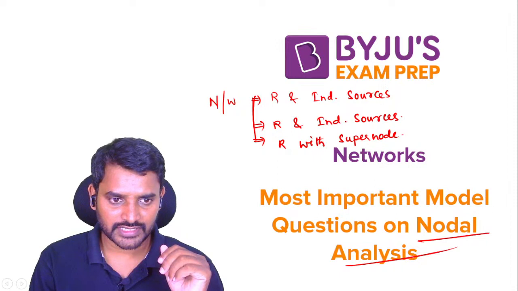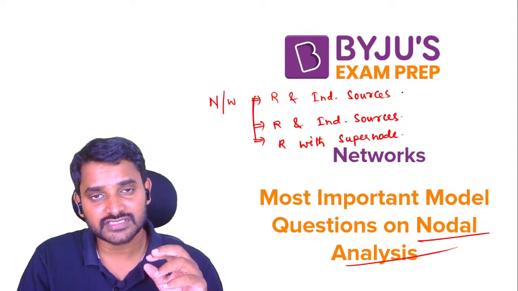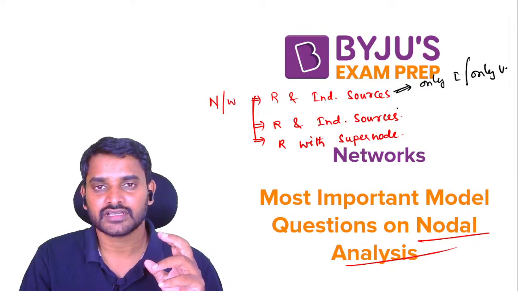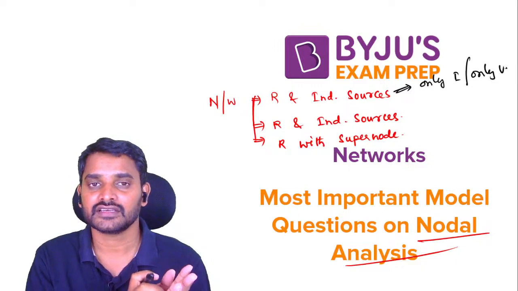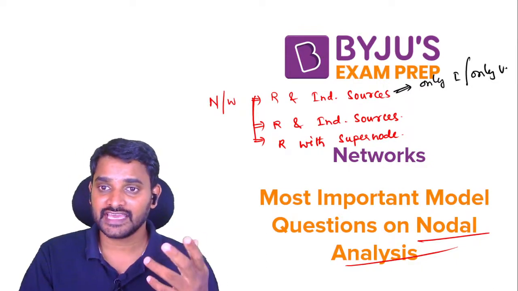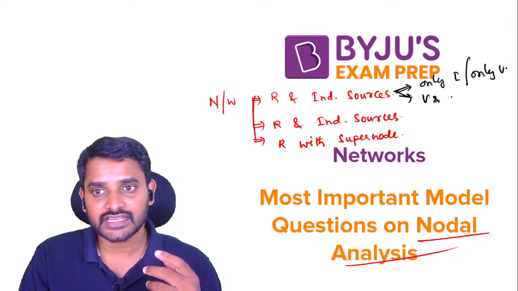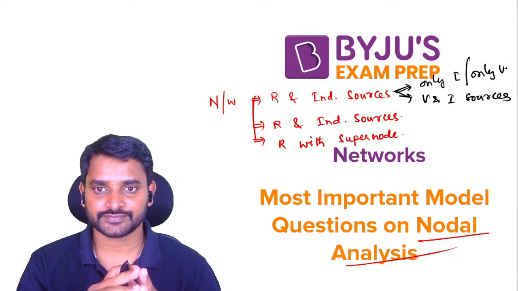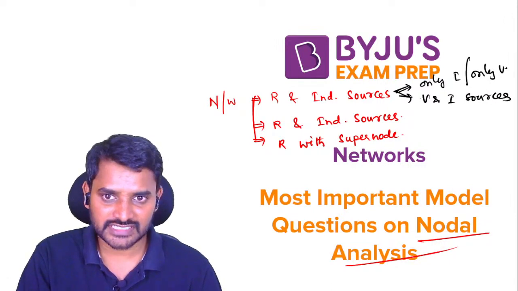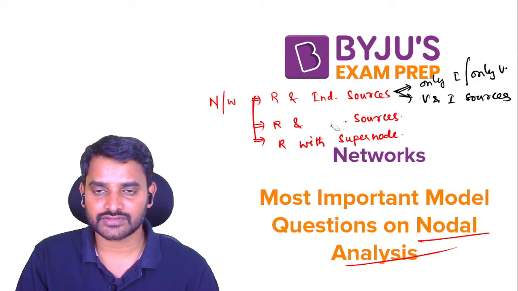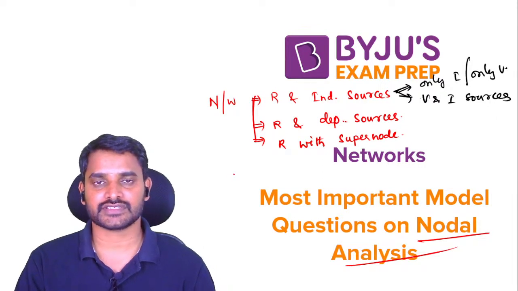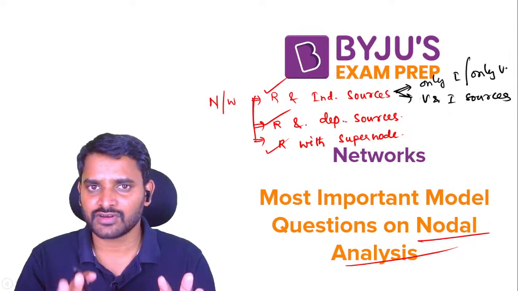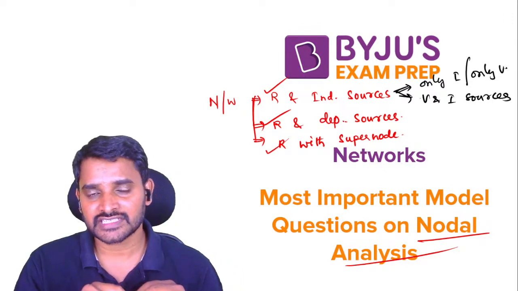In this one also, I have got two models. In independent sources, in some questions they'll have only current sources or only voltage sources. So in a network, only resistors and voltage sources might be there, or otherwise resistors and only current sources, or voltage and current sources. These are the two, three models you'll be having. Sorry, this is not independent sources, this is dependent sources. Actually, I should write dependent sources. So dependent sources with resistors is one model, and with super node is one model. So hardly 3-4 models are there. I have got around 4 questions, so let us discuss those questions.